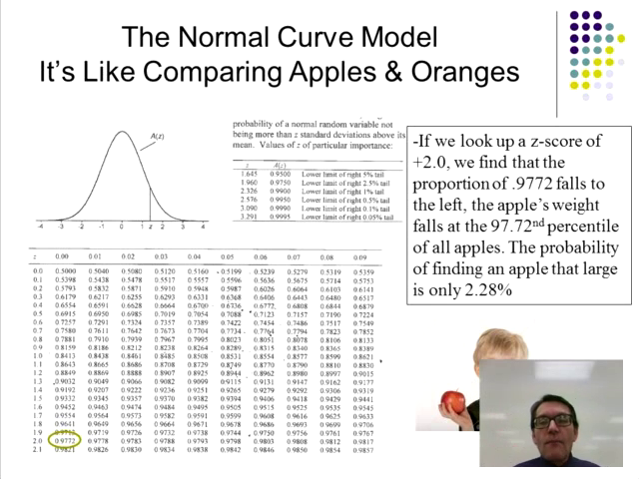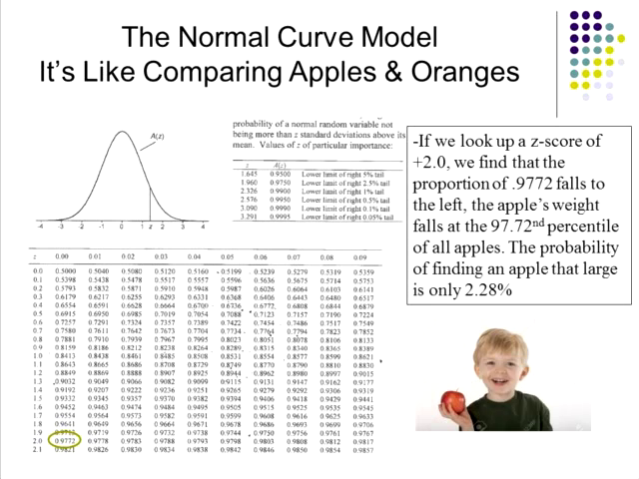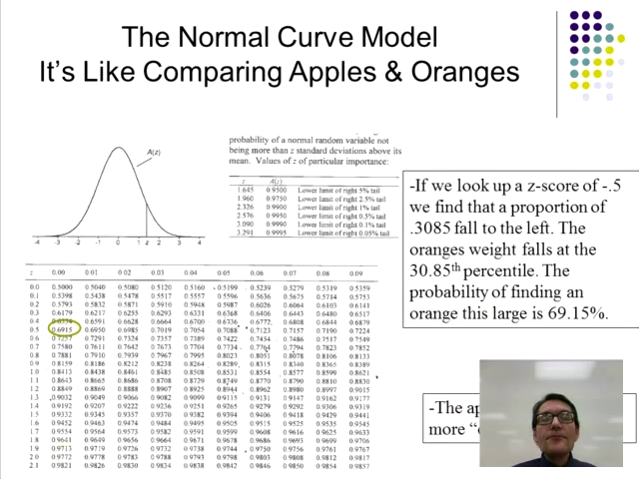Let's make absolutely positive. 97.72 plus 2.28 equals 100%. So that's where the 2.28 comes from: the 100, the total amount. And let's give the kid his due. Hi there, smiley boy. There you go. So now let's do the same thing with the orange.